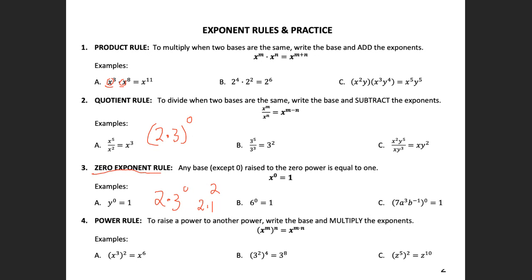Good. The power rule says that if I have a power to a power, I multiply the exponents. So if I had x to the third to the second power, I multiply these exponents, and I would get x to the 6th power. If I have 3 to the second to the 4th power, multiply it out, I get 3 to the 8th power. So those are exponent rules that you will need to know this week for the assessment.